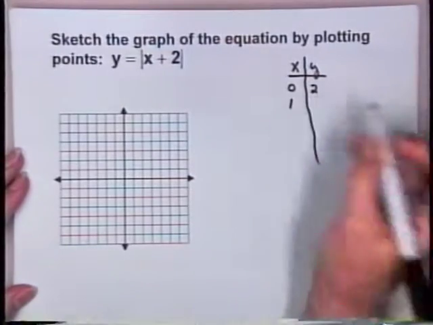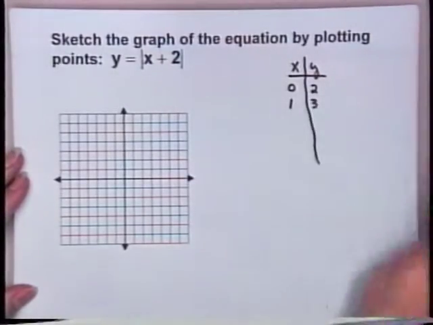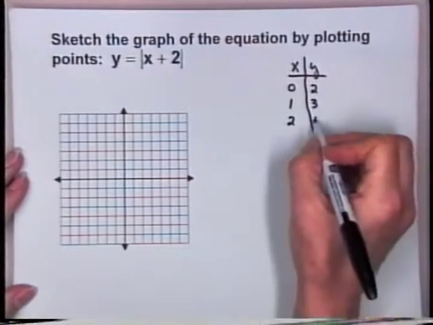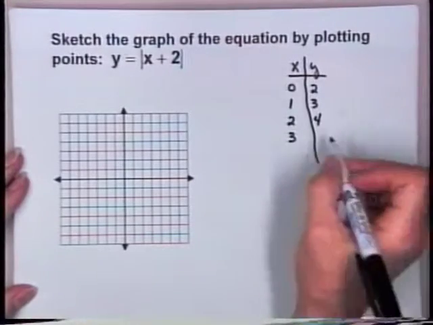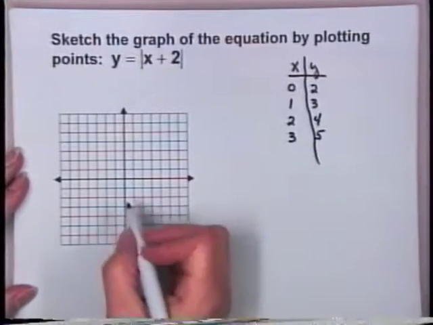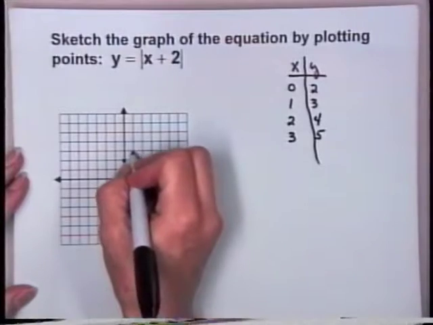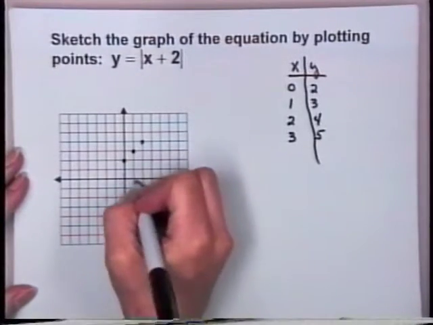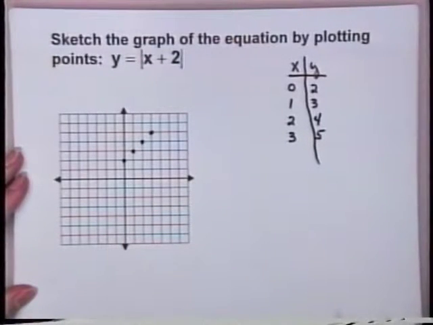If x is 1, then 1 plus 2 is 3. The absolute value of 3 is 3. If x is 2, 2 plus 2 is 4. The absolute value of 4 is 4. And if x is 3, 3 plus 2 is 5. Absolute value of 5 is 5. Now that seems to be going along real fine. Let's locate those points: 0, 2; 1, 3; 2, 4; and 3, 5.